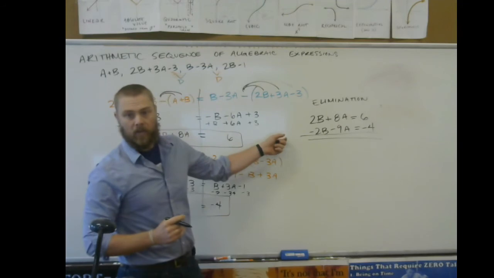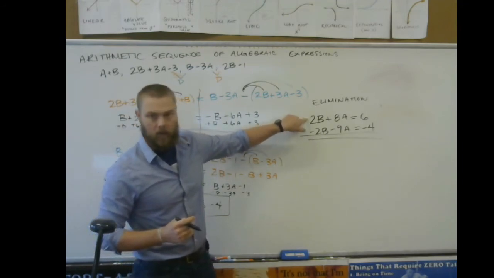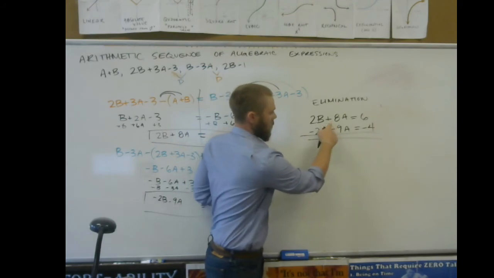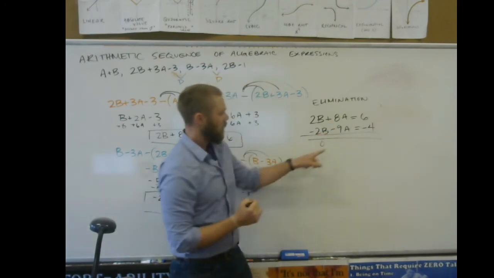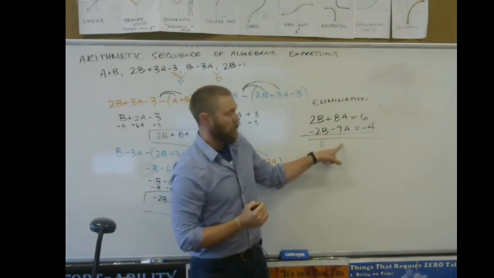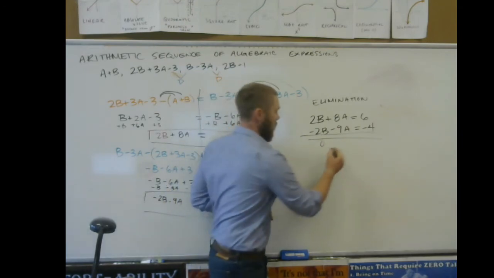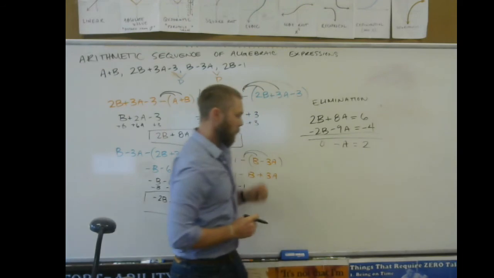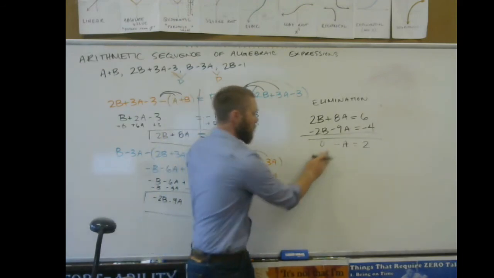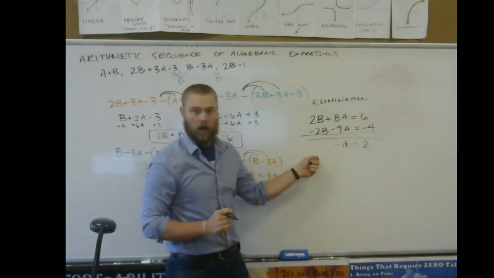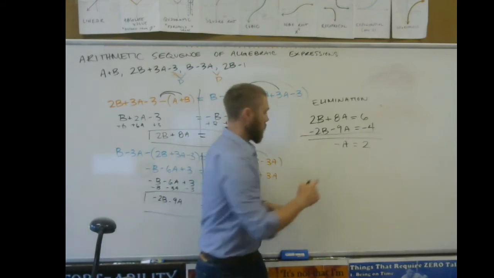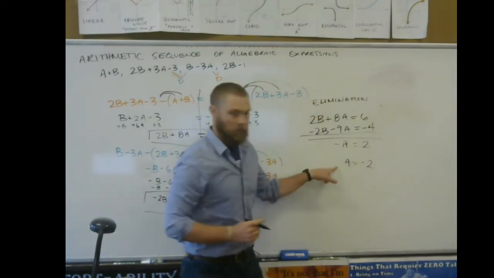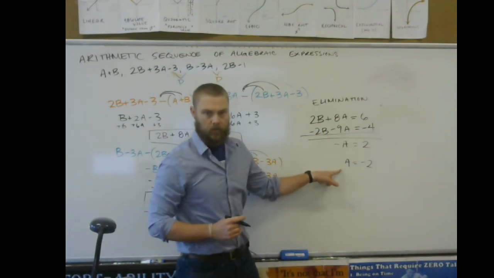All right, I'm going to add these together. Notice if I add these, the b's will just cancel out. So we're going to add these. So nothing, which is the point here, and then 8a minus 9a is negative a, equals 2. Okay, so the 0 doesn't do anything. Negative a equals 2, which means that a equals negative 2.